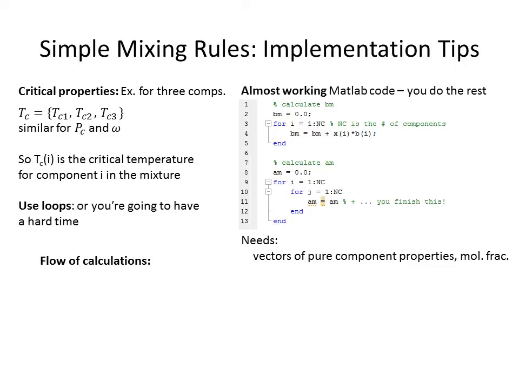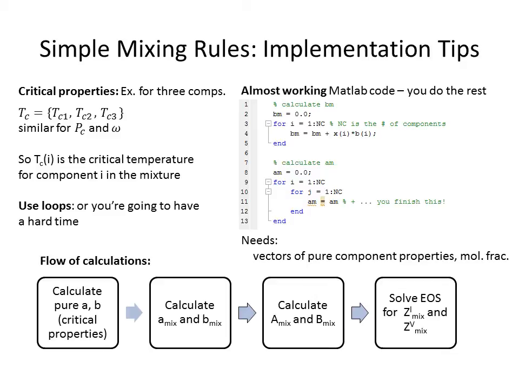All right. So here's a flow of the calculations that you're going to use when you start to do mixtures. You already know how to do the first one. You're going to calculate the pure component A and B using critical properties. And then you're going to calculate the A and B for the mixture using the mixing rules that we just defined. And then you're going to calculate the dimensionless A and B, the capital A and capital B, the same way that you did for pure components.